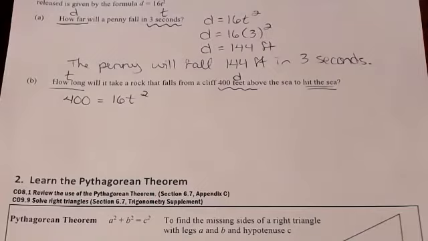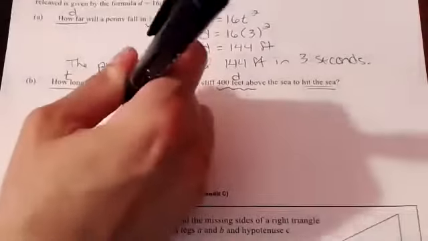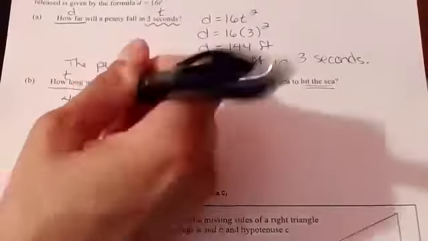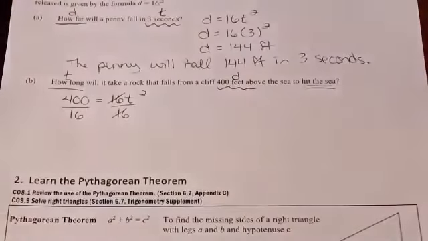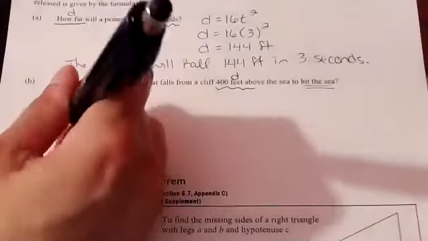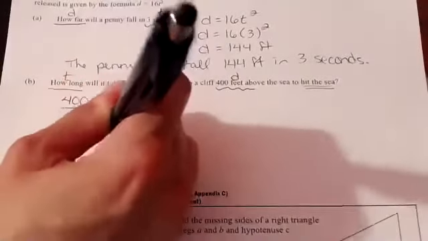Divided by 16? We actually can do that. Nothing tells us we can't. If we wanted to, we can say, let's divide both sides by 16. There's nothing mathematically that says that's wrong. So now we have 25 is equal to t squared.